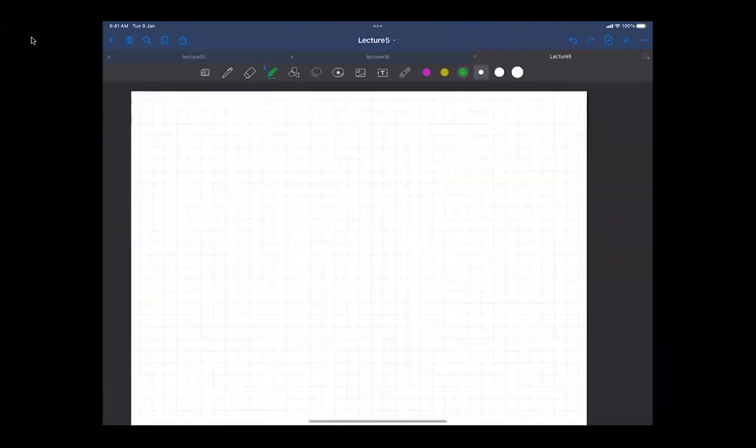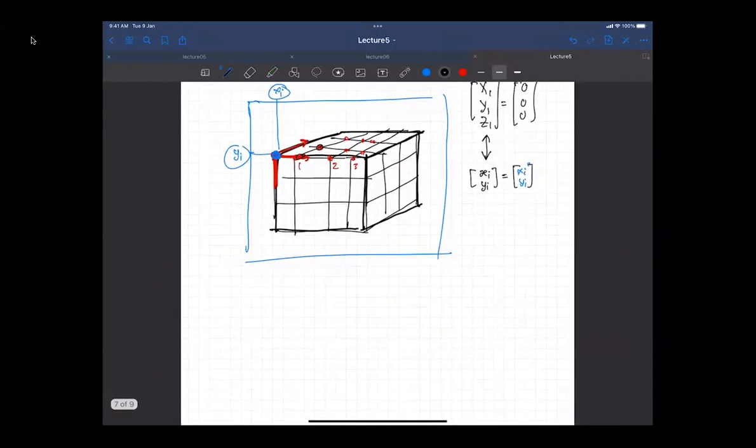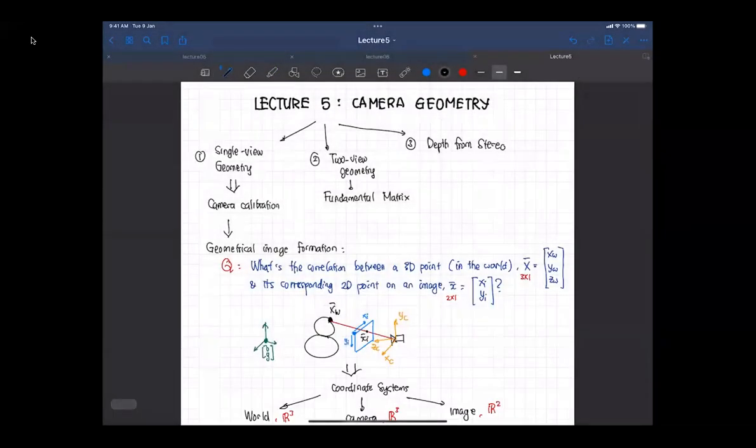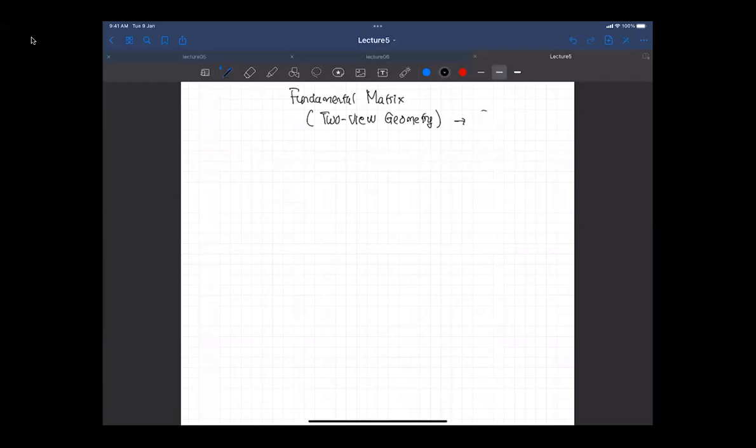Right, so now, the second thing that we mentioned earlier. There are three things for today's lecture: single view geometry, camera calibration, and two view geometry, the fundamental matrix. So we will do this topic of the fundamental matrix, two view geometry. The fundamental matrix has to involve two views. Two view geometry is basically stereo, so this is the concept of stereo.